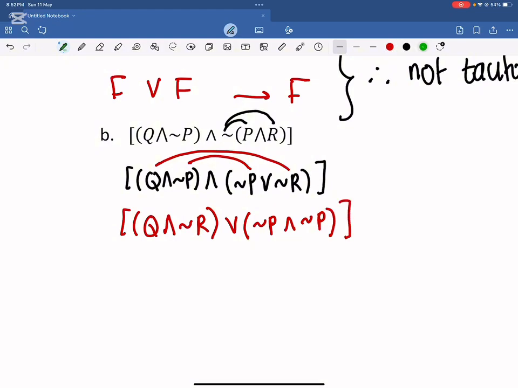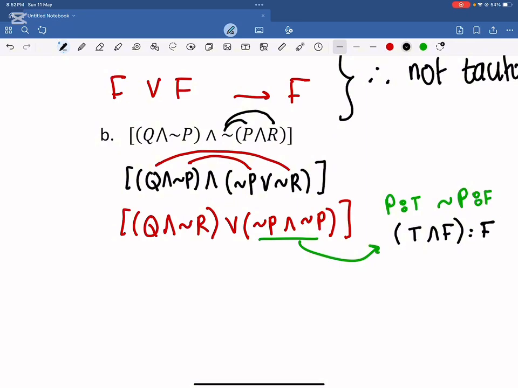Okay, so first let's discuss this. If P was true, not P is false. So this expression will be true and false, which is false. If P was false, not P will be true. So again it will be false and true, which is false. So in all cases this will be false.